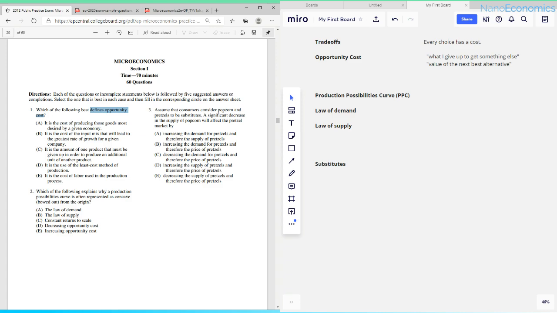But maybe we're considering design one that's more profitable is a kind of wraparound hoodie printed design, and design two that's not as profitable is just a t-shirt. So in order to get more of these highly profitable wraparound hoodie designs, it is going to involve giving up maybe five plain printed t-shirts. So the opportunity cost in terms of production is how much of one good we're going to give up when we decide to produce another good.